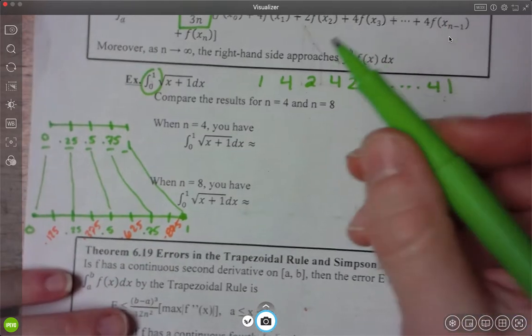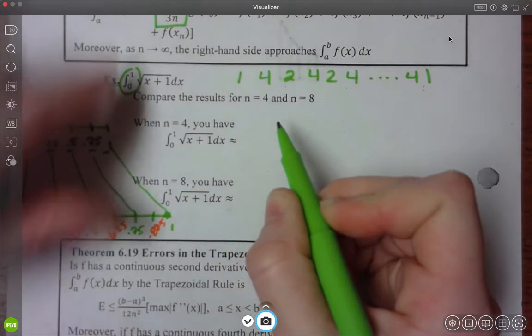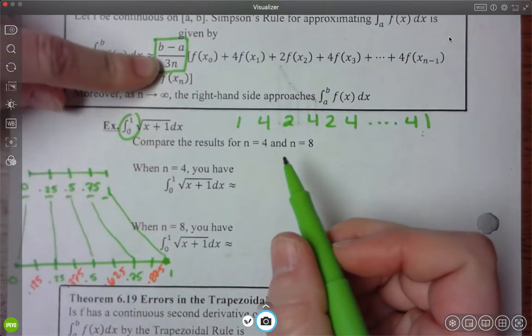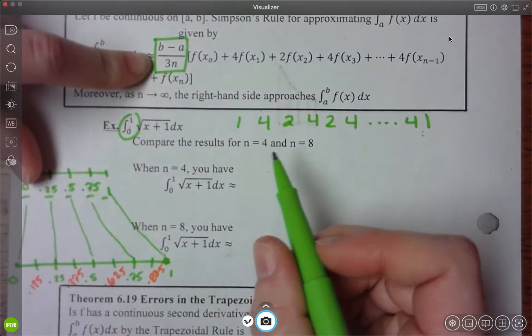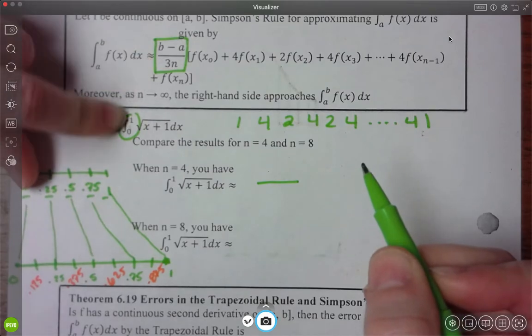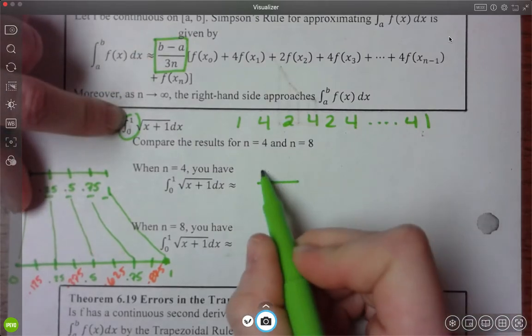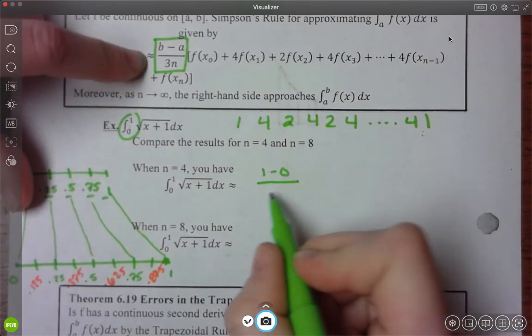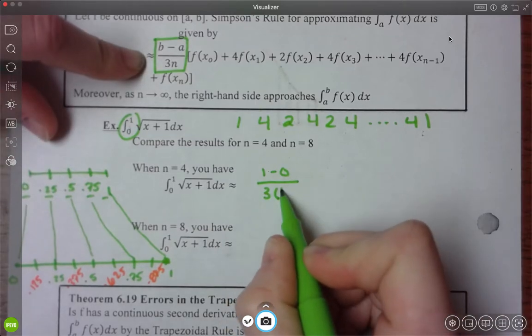So let's just go ahead and set up our Simpson's rule. We have b minus a divided by 3n, okay? So let's figure out what that would look like. B minus a, b is going to be 1, a is 0. 3n, n is going to be 4.